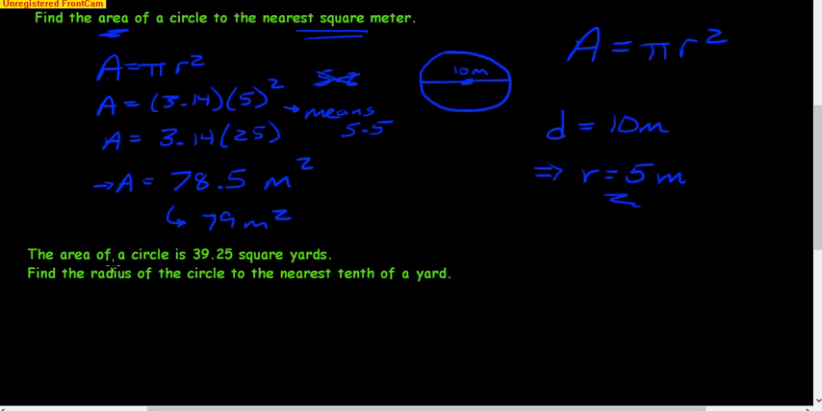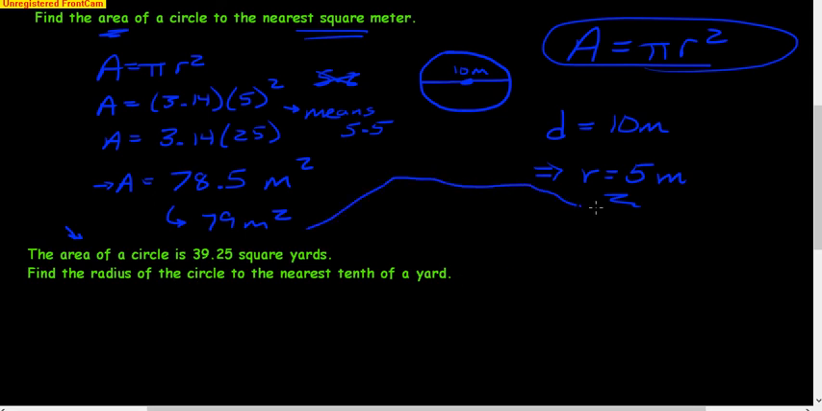Example 4. Again, I see that word area. I know I'm dealing with this formula, and I'm just going to plug in. I might need a little more space on this one, so I'm going to draw myself a line right over here. I'm going to plug in what they give me. The area is 39.25, so I put that in for A.